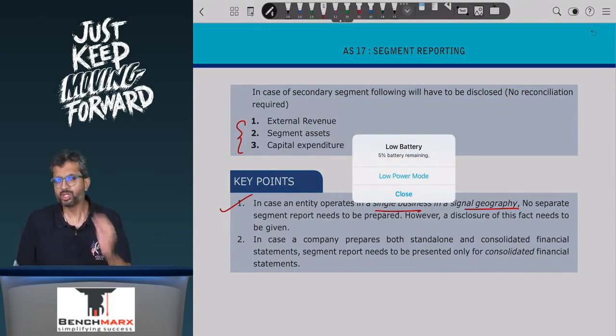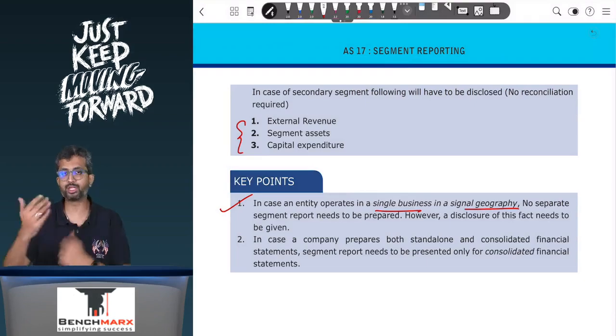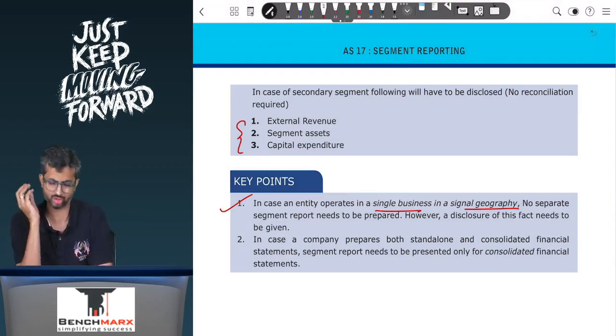And secondly, this is one of the very few places where you have a situation like this. Usually when you study consolidation, there are separate or standalone financial statements, and then there are consolidated financial statements.